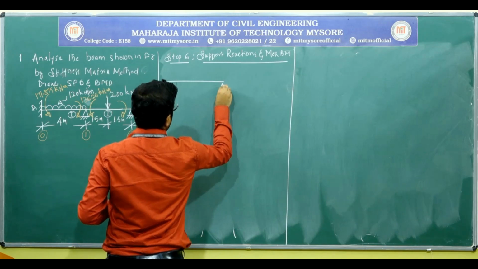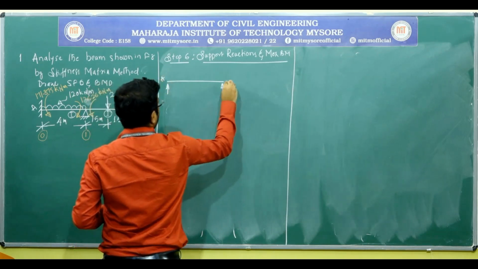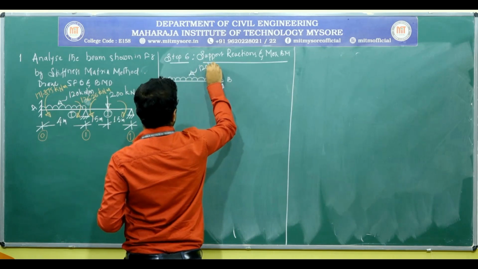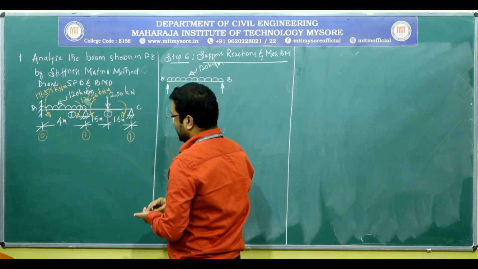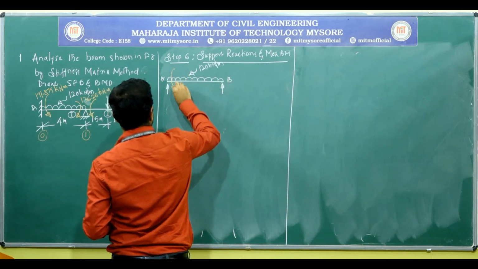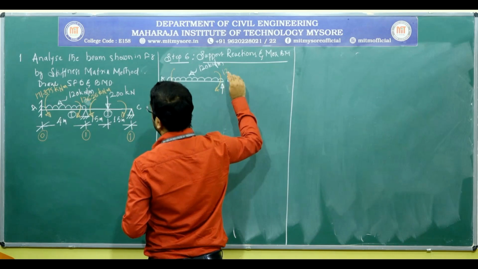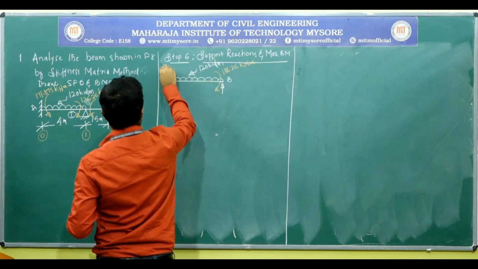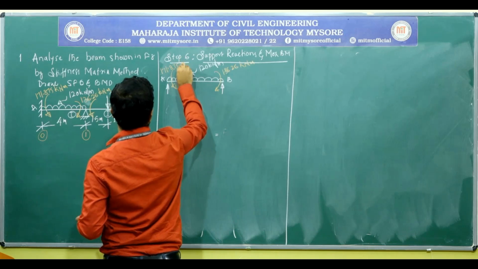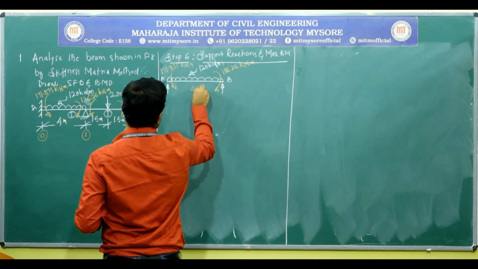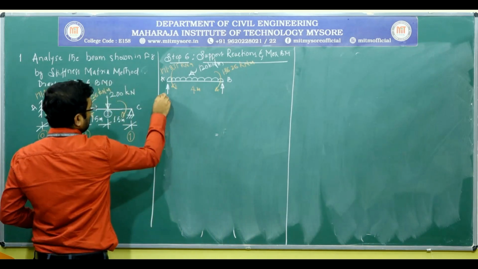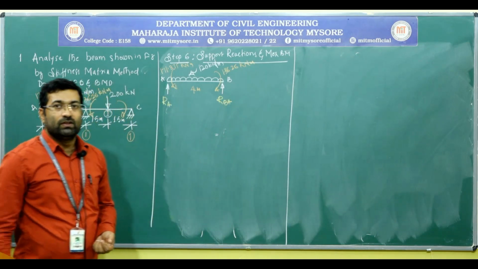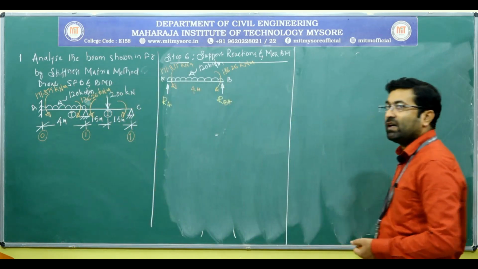The free body diagram of span AB is something like this. AB is loaded with a UDL of 120 kilonewtons per meter, and this beam also carries two end moments. One is 136.26 kilonewton meter and another one is 171.875 kilonewton meter. The span is about 4 meter. I will call this RA and this RBA, right. So, we need to determine the support reactions RA and RBA.